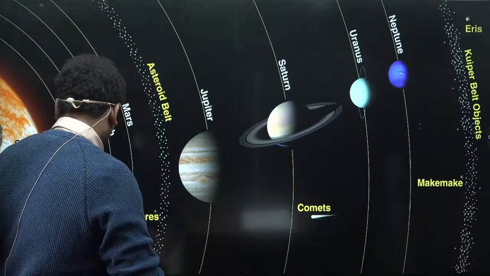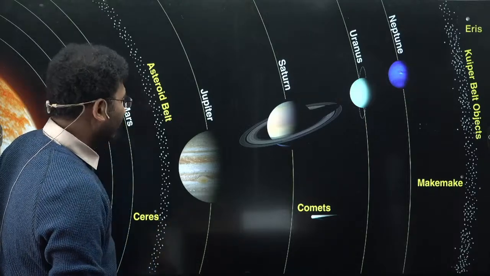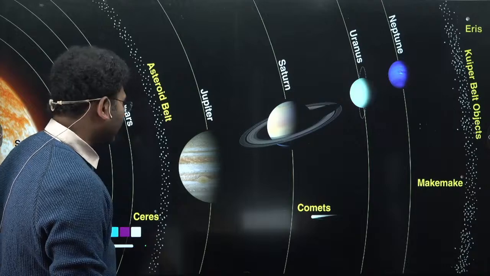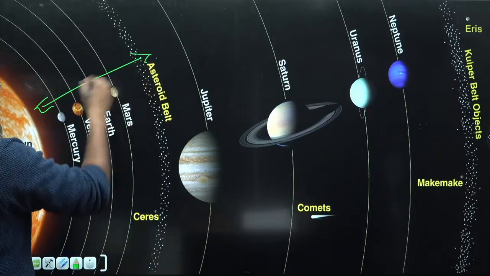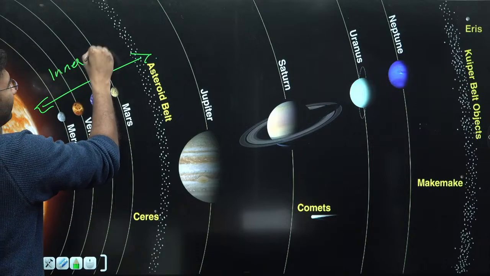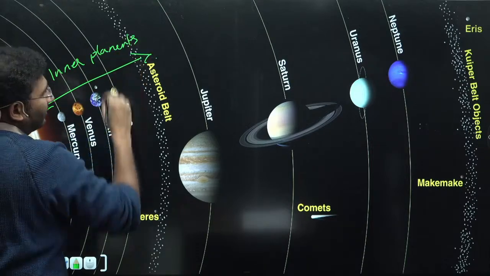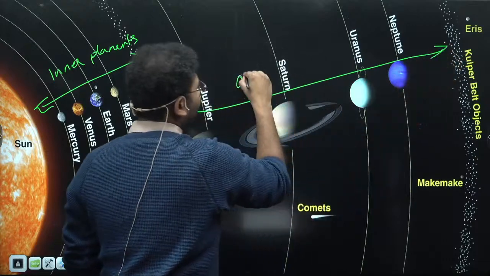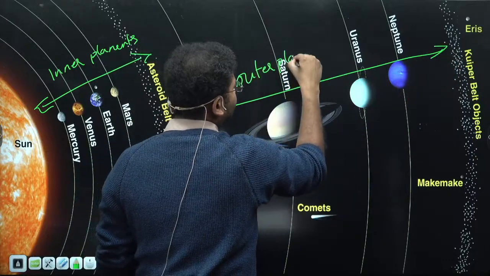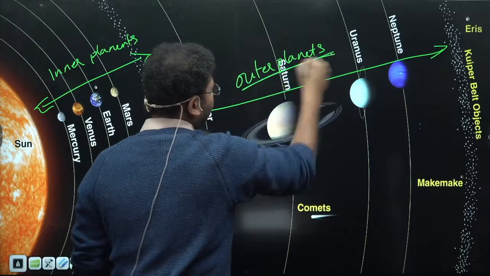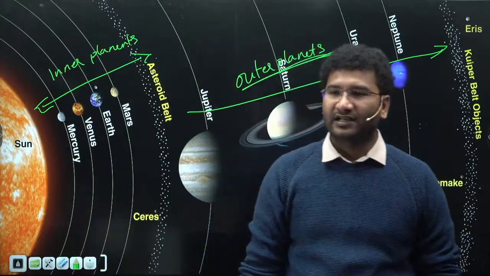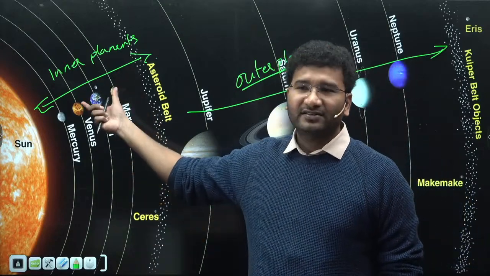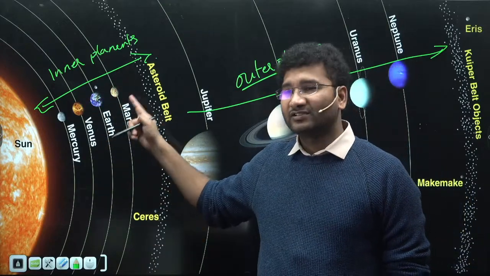Now we'll try to understand further topics. Now these are called inner planets and these are outer planets. Why are they called inner planets, why are they called outer planets, let us try to understand. Because these planets are rocky in nature, because they are heavier.